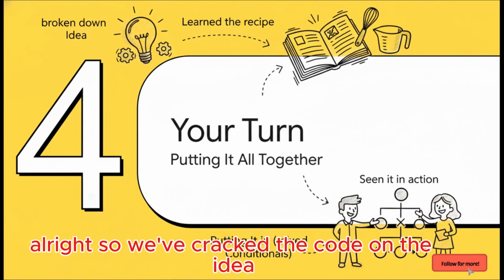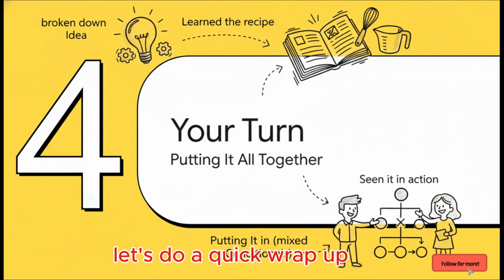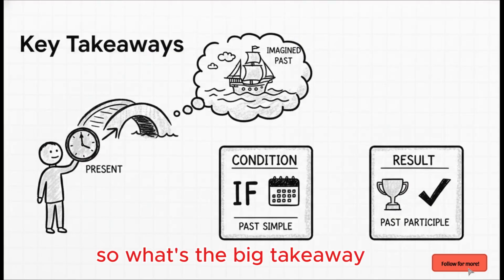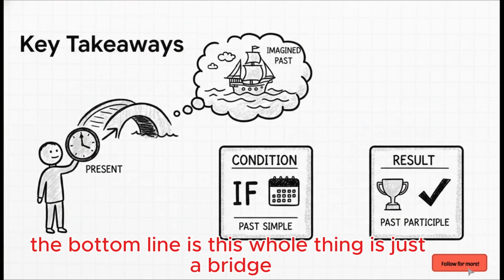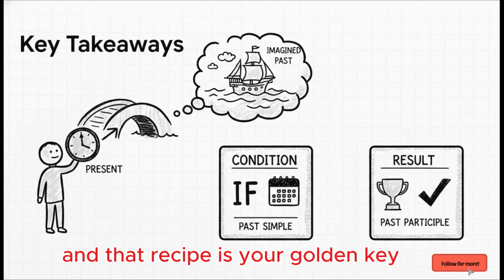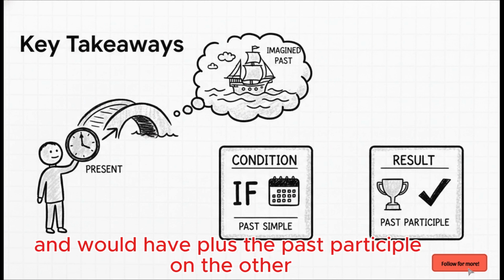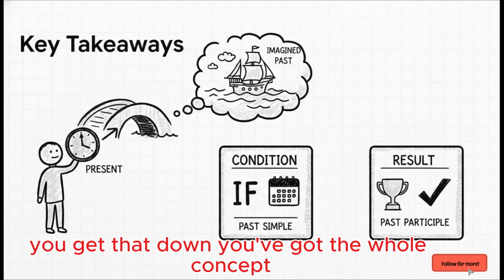All right, so we've cracked the code on the idea, we've learned the recipe, and we've seen it in action. Let's do a quick wrap-up so you can get out there and start using this powerful tool yourself. So what's the big takeaway? The bottom line is this whole thing is just a bridge. It connects a present fact to an imagined past. And that recipe is your golden key. If plus past simple on one side, and would have plus the past participle on the other. You get that down, you've got the whole concept.